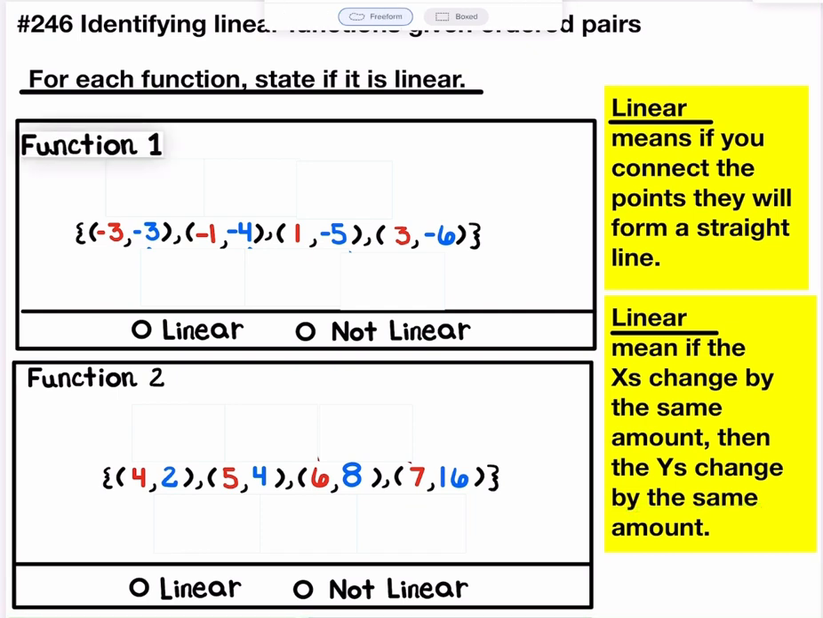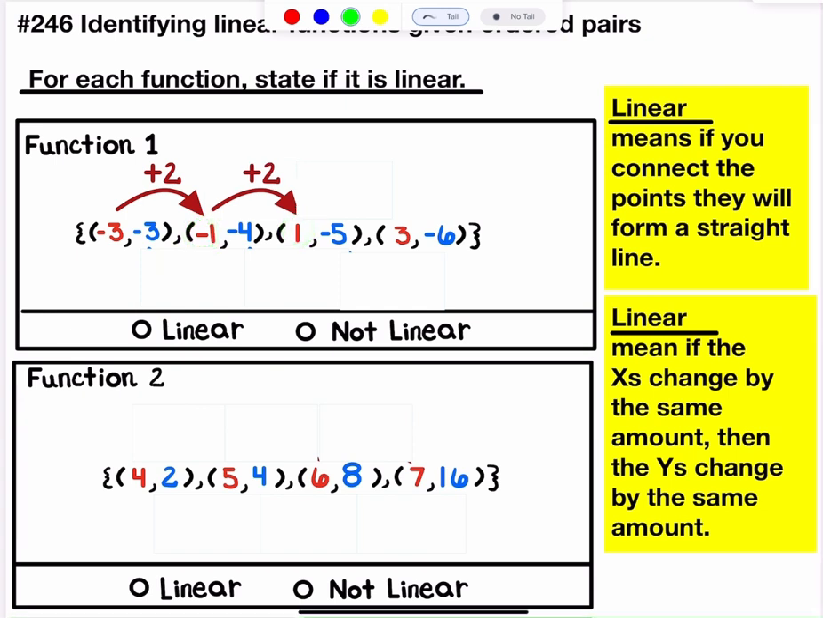Let's start with function 1. Do the x's change by the same amount? To get from -3 to -1, we would need to add 2. And from -1 to +1, we would also add 2. And finally, from 1 to 3, we would add 2. Since the x's change by the same amount, let's investigate the y's.